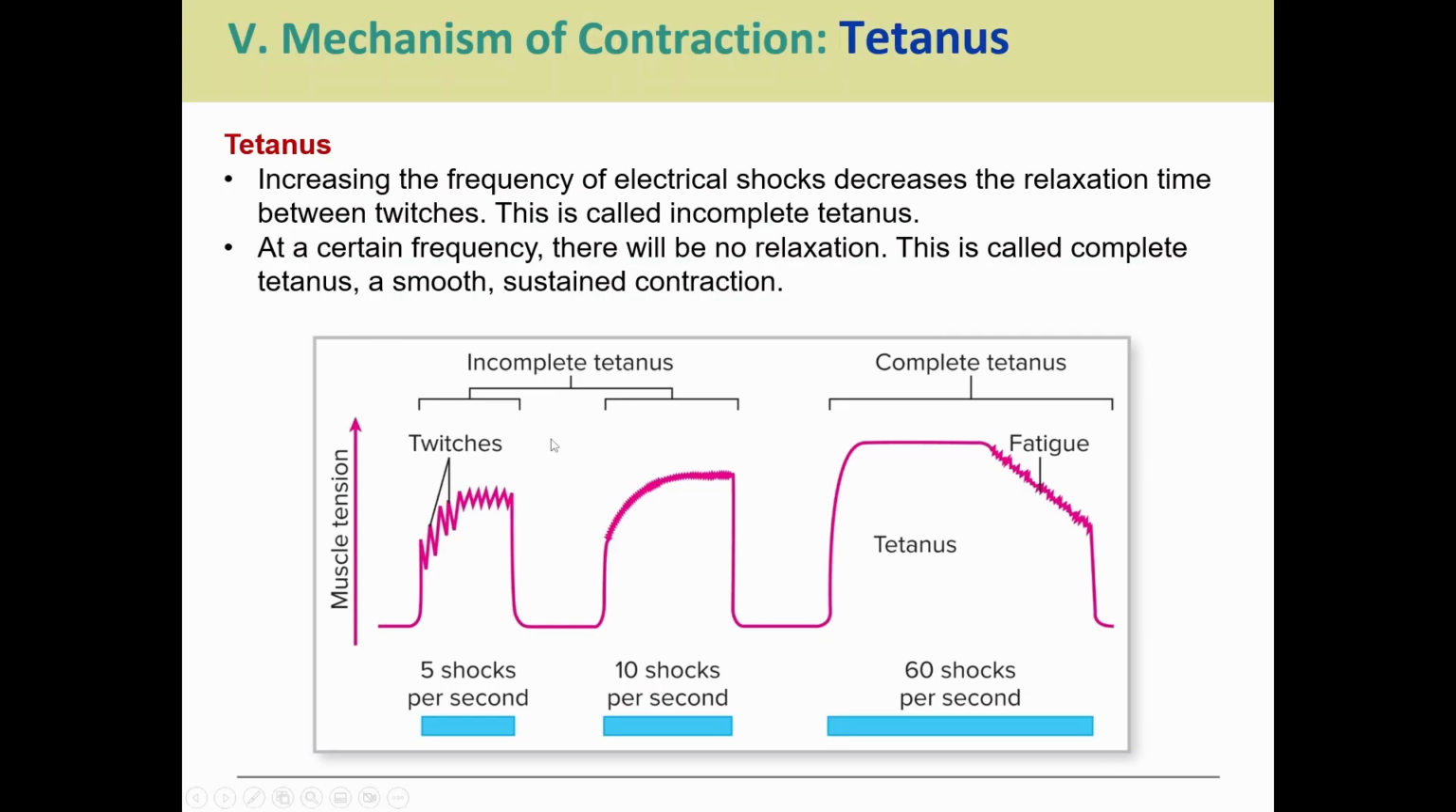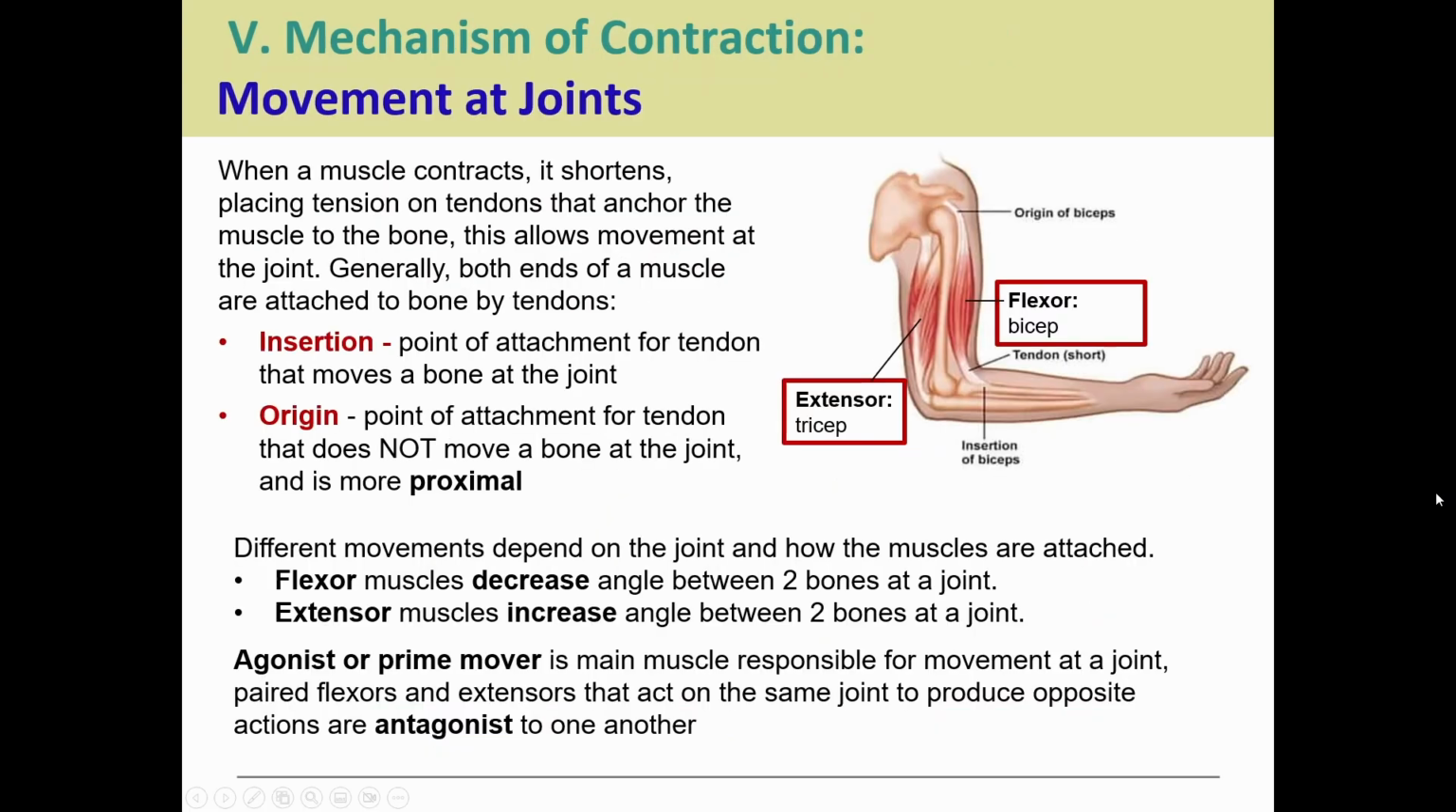But at some point, there's no relaxation, right? So even here, they're really close together, but you can still tell them apart. Over here, 60 shocks per second, it's a smooth line. That's going to be complete tetanus. There is no relaxation. The contraction is sustained. It's smooth. There's no individual twitches that you can tell apart until we get to the point where fatigue, where the muscle just can no longer sustain itself. It cannot sustain the contraction.